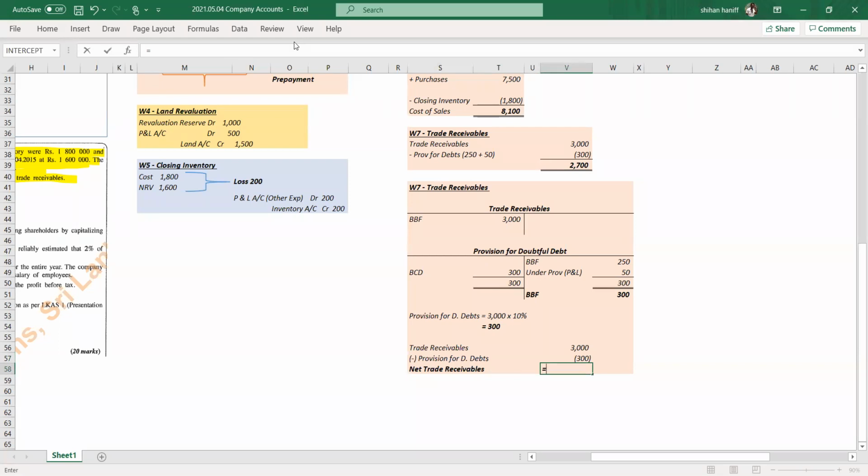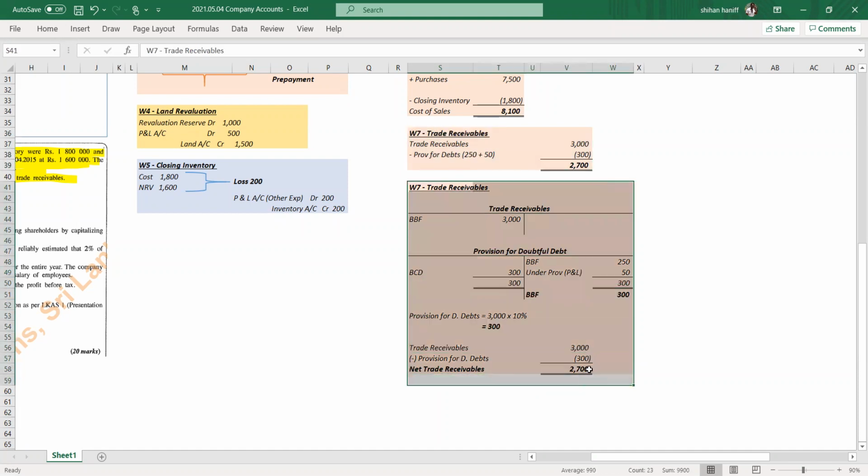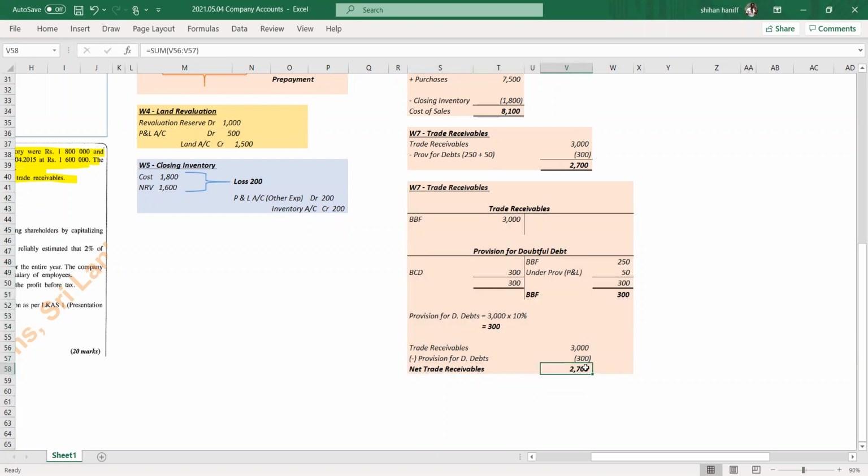Therefore, net balance is 2,700. So either you can use this, or if you didn't understand, write this working for trade receivables. So finally, you will have 2.7 million. Is it clear?